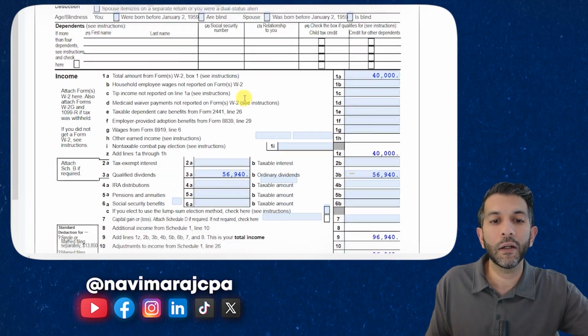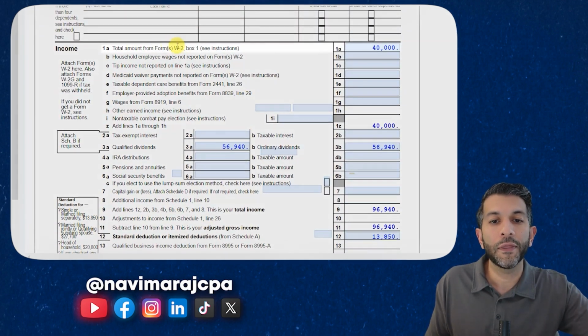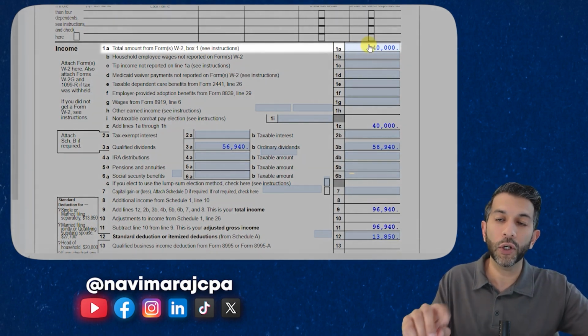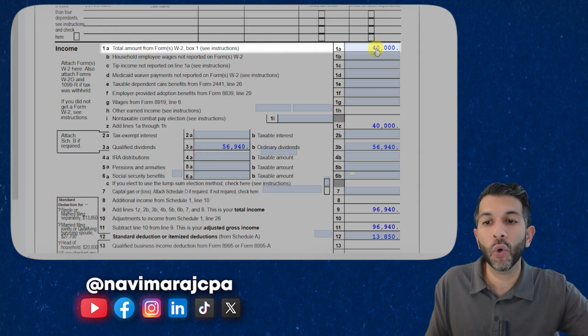If we scroll down here, we see that on the front page, there's a W-2 amount here. Remember that reasonable compensation of 40 grand? Well, you're claiming it here on your individual tax return. That's what the 40,000 is.